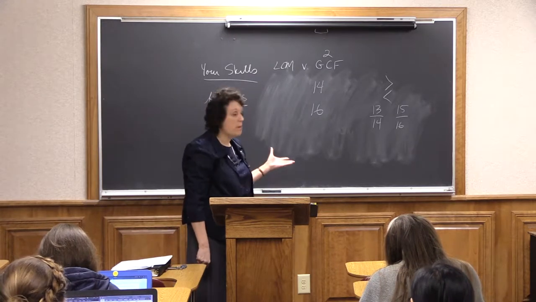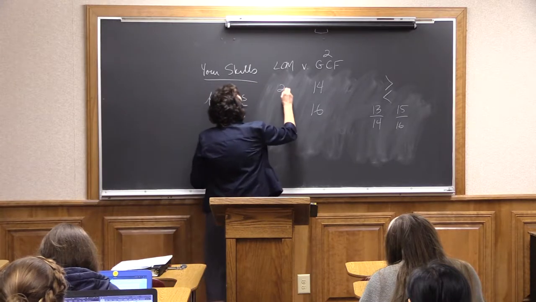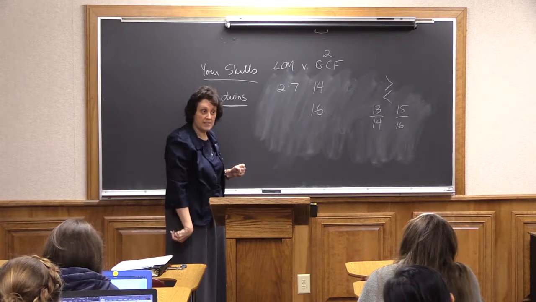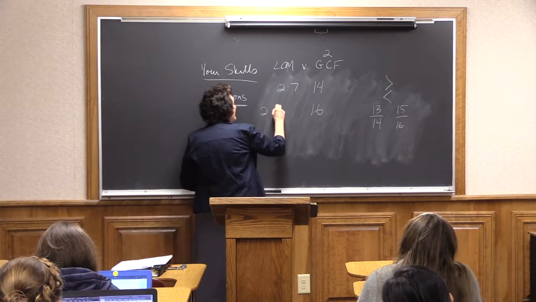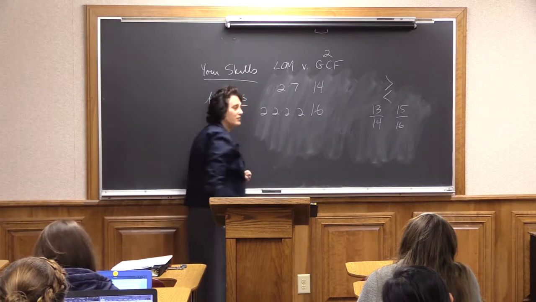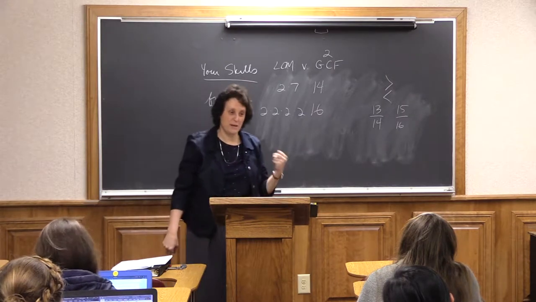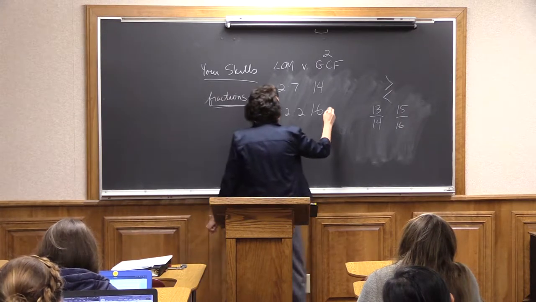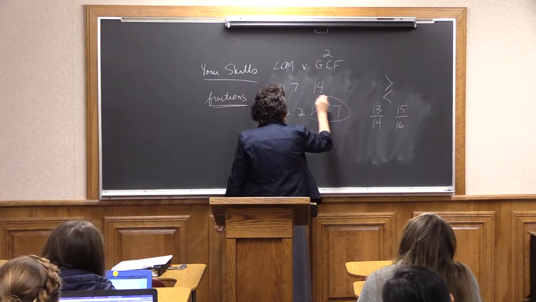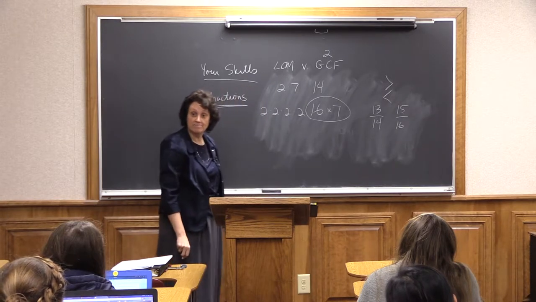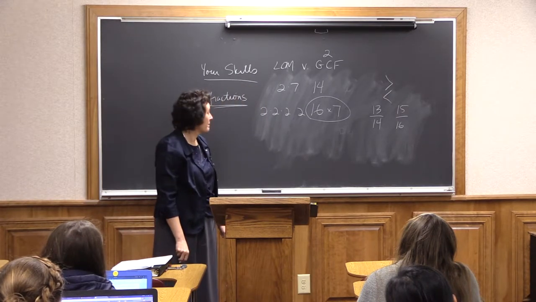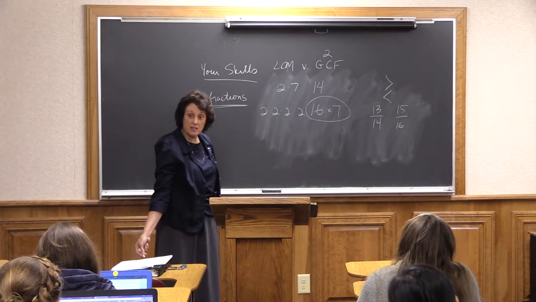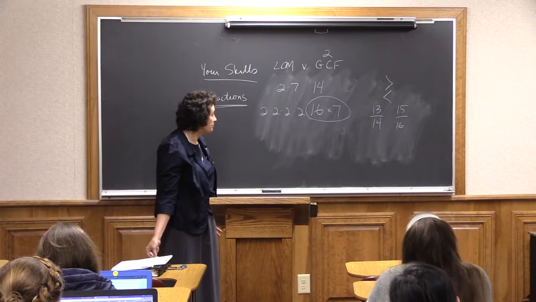So least common multiple: 14 is 2 times 7. 16 is 4 times 4, which is 2 times 2 times 2 times 2. So the least common multiple is going to be 16 times 7. Okay, and you don't know your times tables here. So you have to have a way to figure this out.